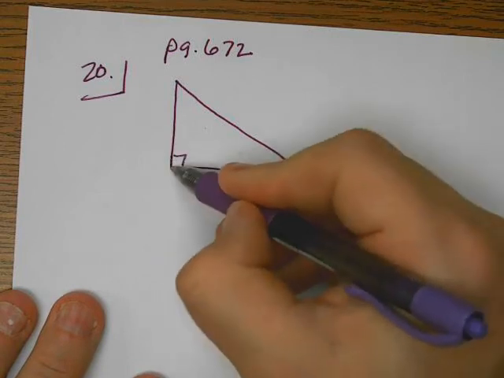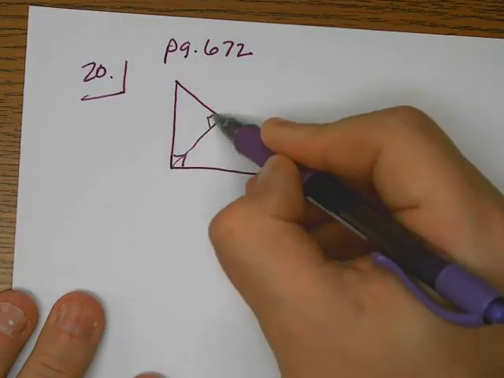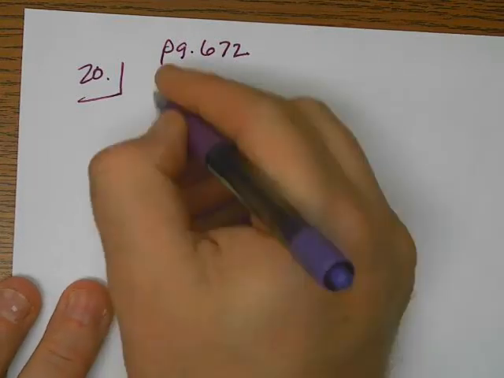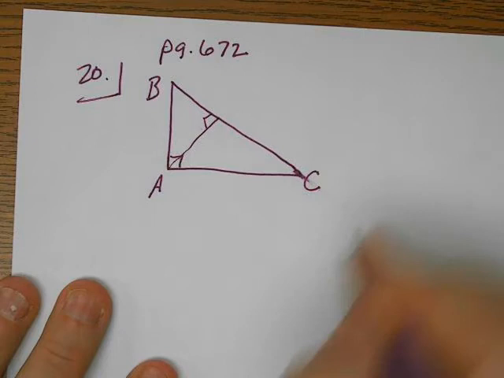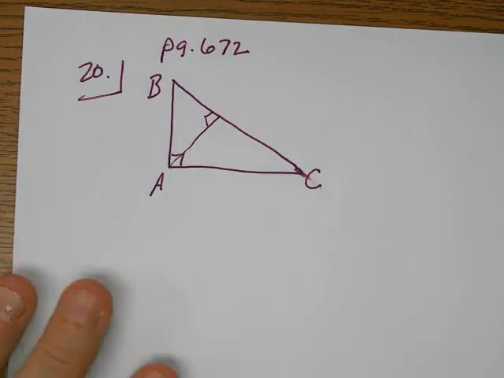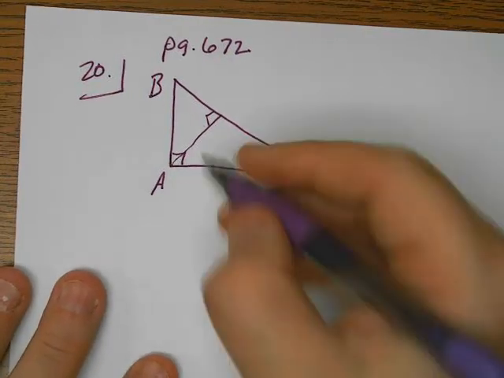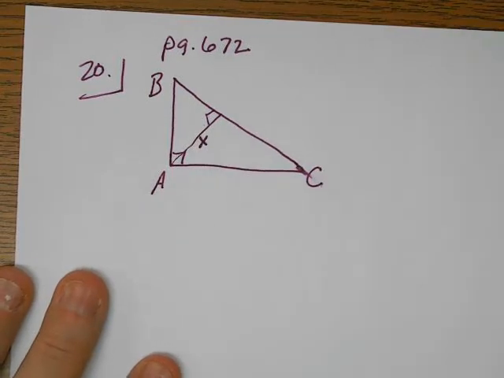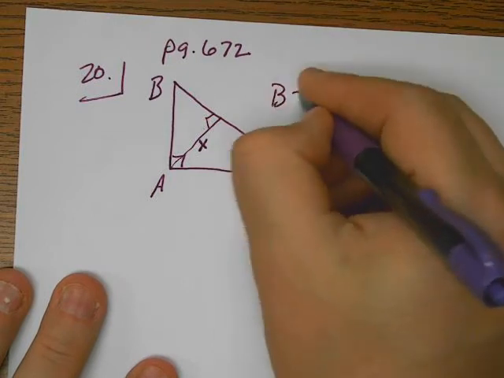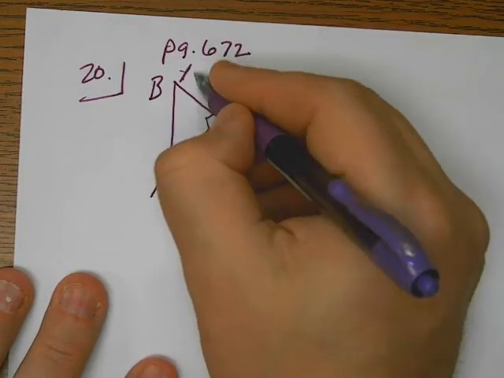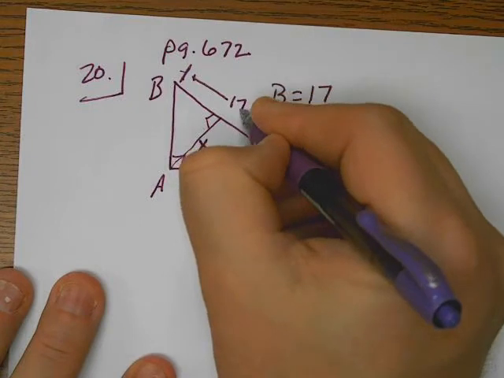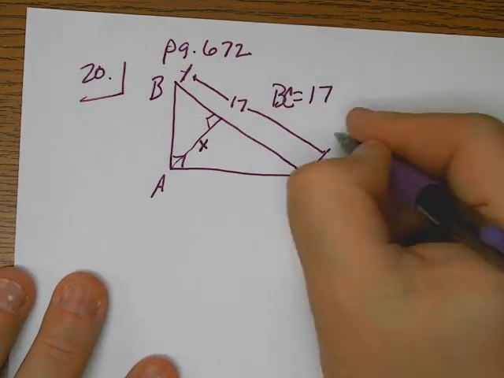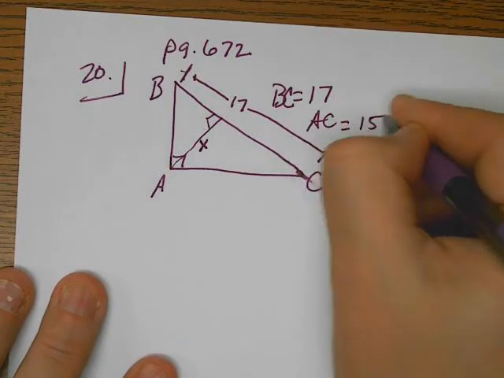Here's a right triangle. Earlier, Elise said, well, couldn't we just use the Pythagorean theorem? And I was like, yes, we can, and we're going to on this one. ABC, they want us to find, I'll call it X, they want us to find that. Now, they already know on number 20 that BC is equal to 17, so that's the entire hypotenuse, BC, and AC is equal to 15.